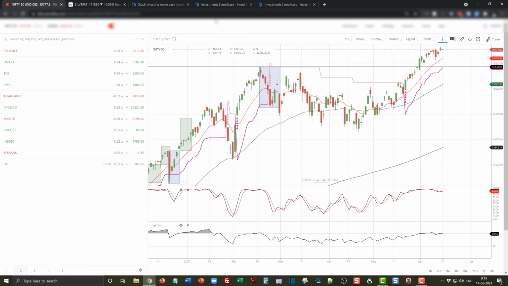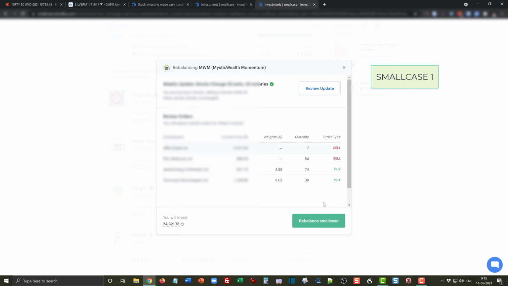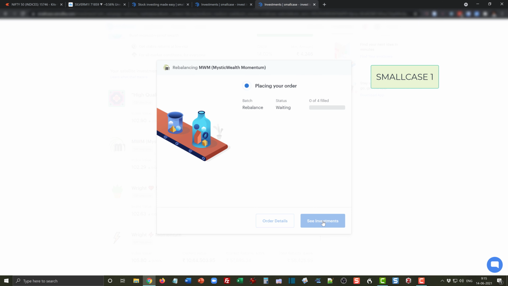So now you see the market has opened and the ticks have started. So now I will go and confirm this update, and then we click rebalance the small case. And now let's see what happens. Then it asks me to confirm the orders. So we confirm the orders, and the small case will place those orders, and we are waiting for the order status. And once that is done, it will tell us that the order has been processed.